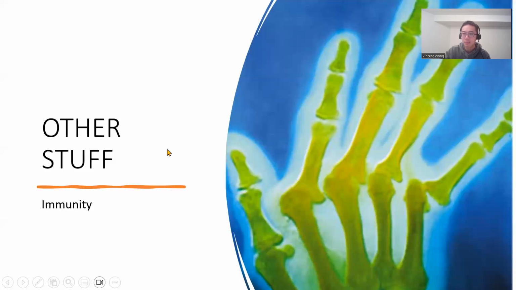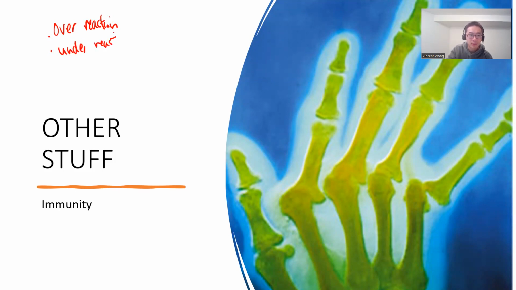So why would the immune system attack yourself? Well, we're going to look at three situations here. We're going to look at overreaction from the immune system. We're going to look at underreaction. And then we're going to look at wrong reaction. So what happens if your immune system is overreacting? What if it's underreacting? And what if it's doing the wrong kind of reaction? I'll give you three examples, one of each.